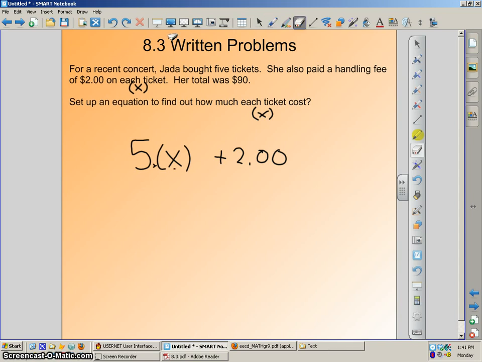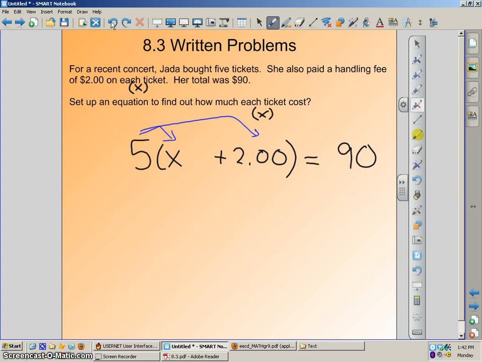However, in this particular problem, it tells us that we've got a handling fee on each ticket. So that means we need to have 5 of those handling fees. So not only are we going to have 5 of the tickets, but we're going to have 5 of the handling fees. And that makes a total of $90. Now what we can't do is we can't loop those together, right? Those are unlike terms. Tempted as you might be, we can't do that.